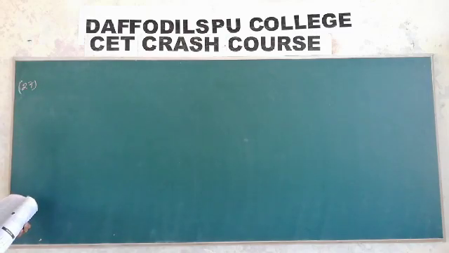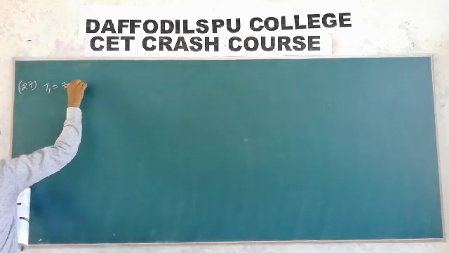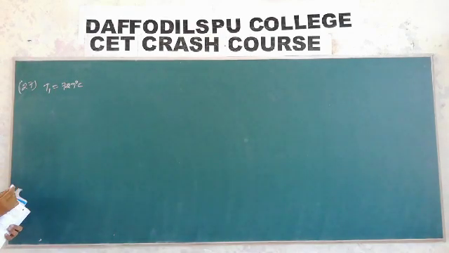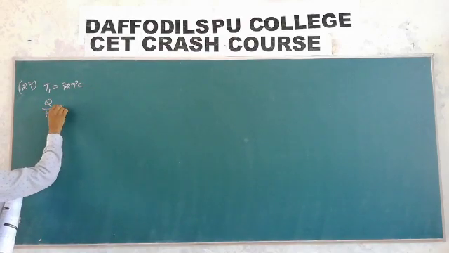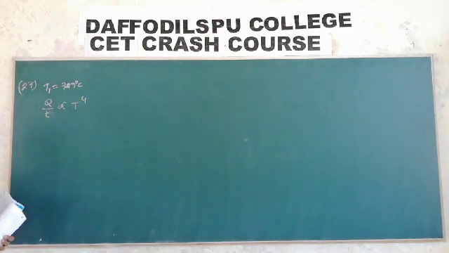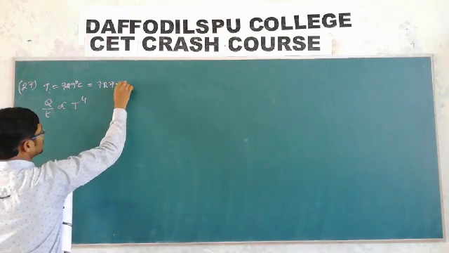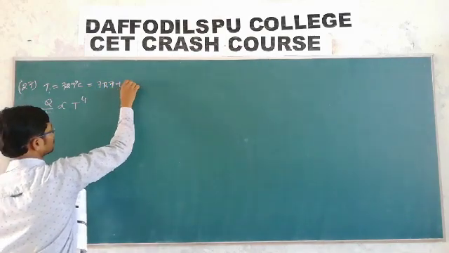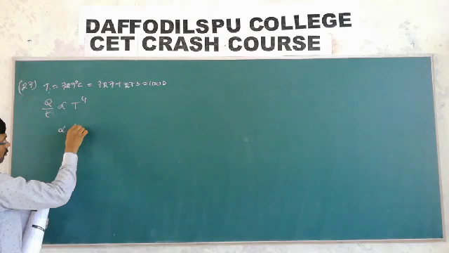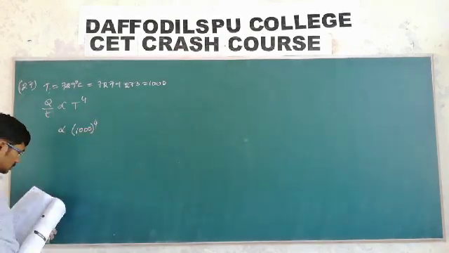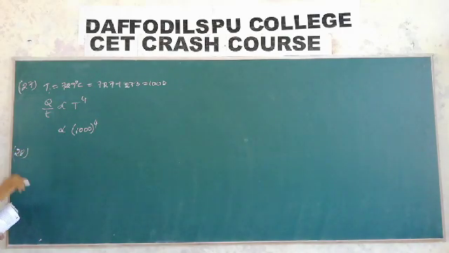Seventh one. A black body is at temperature T1 is equal to 727 degrees Celsius. 727 plus 273, that is equal to 1000 Kelvin. That means 1000 power 4. And directly given is the first option. Let us see 28.